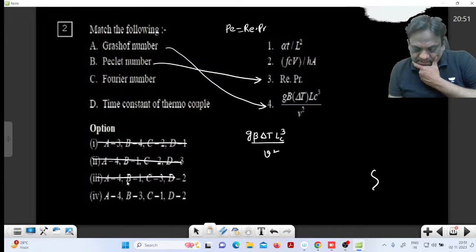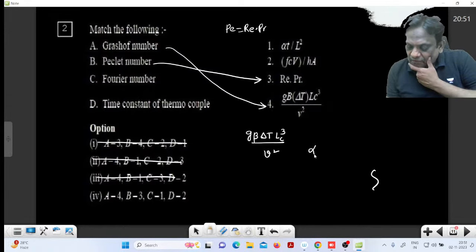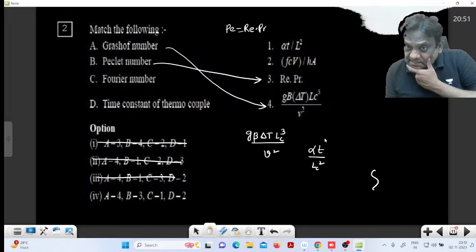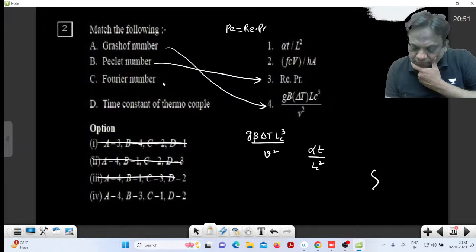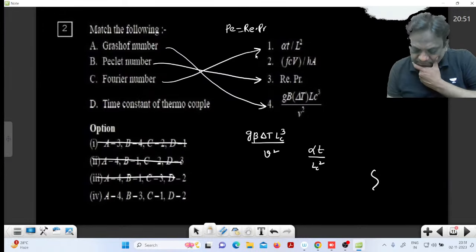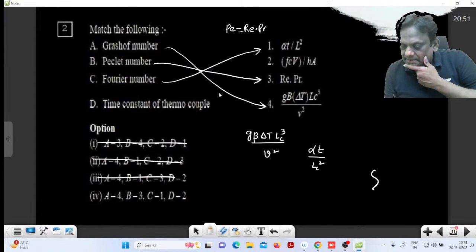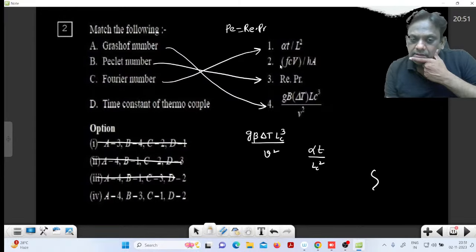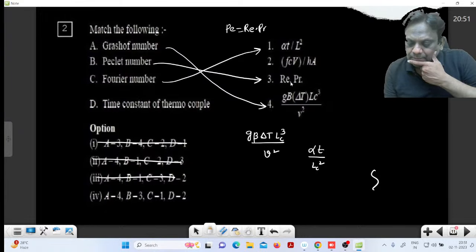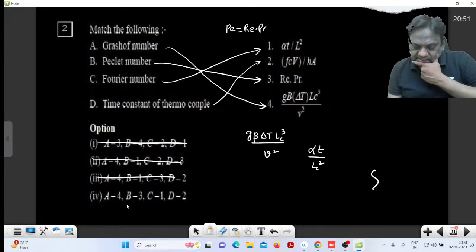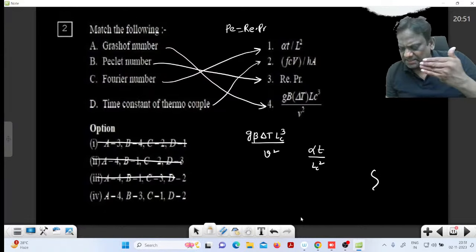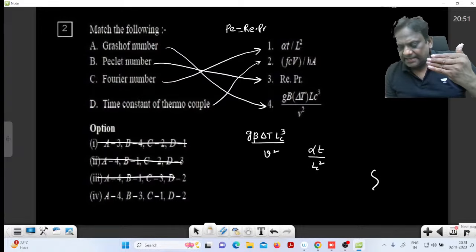Now Fourier number, alpha T by L square. Do you remember? You studied it in unsteady state conduction. So therefore Fourier number is 1. Time constant of a thermocouple, do you remember? Rho C PV by H was taught. Is it clear? So the answer is D. There is no problem in this sir. It's a straight away direct question.